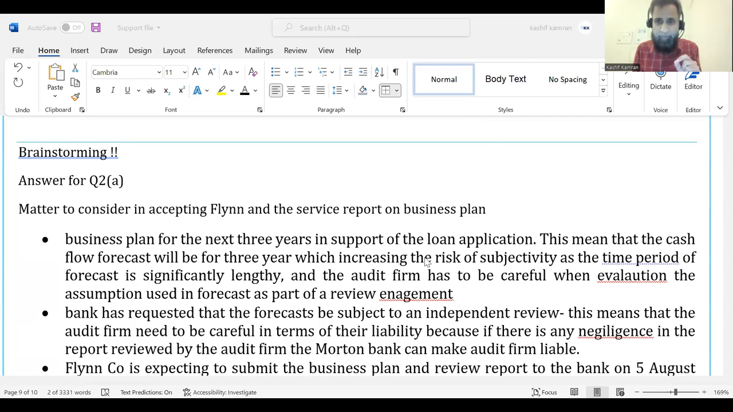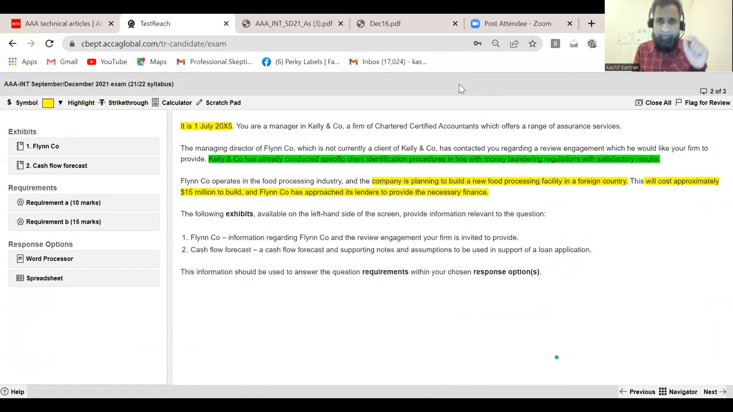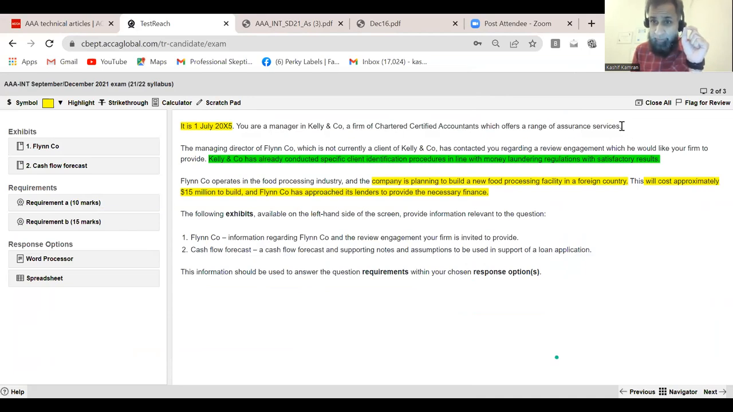Let me take you back to the platform. Can you see the screen here? It tells you, you are a manager in Kelly, a firm of chartered certified accountants, which offers a range of assurance services. So does the firm have competence? Yes, because they offer a range of services. So is it a specialized firm? They offer a range of services.